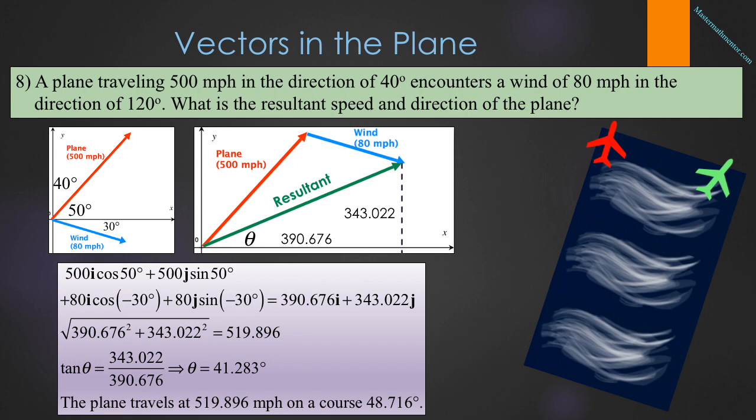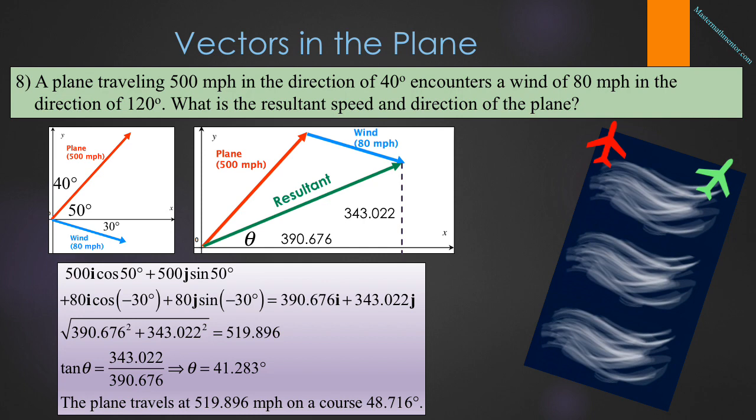Showing these figures and angle theta on the diagram, we realize that the length of the resultant vector is the square root of 390.676 squared plus 343.022 squared, which is 519.896. And to get theta, we use the fact that tangent theta equals 343.022 divided by 390.676, and we get theta is 41.283 degrees.